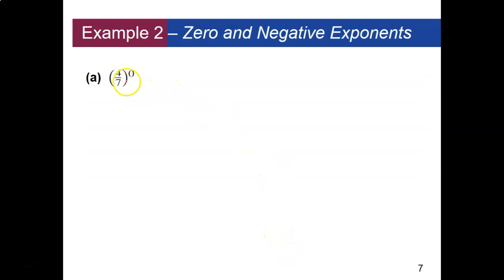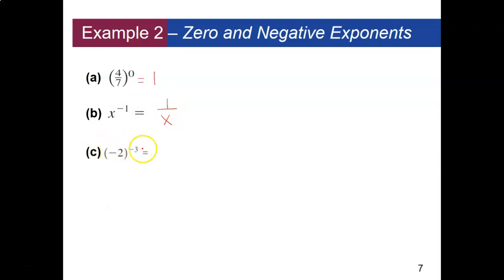Okay, so here are a few examples. We've got 4/7 to the 0 power. So using the rule, anything to the 0 power is going to be 1. Okay, here I have x to the negative 1, so using the negative exponent rule, this is going to be 1 over x to the first power.